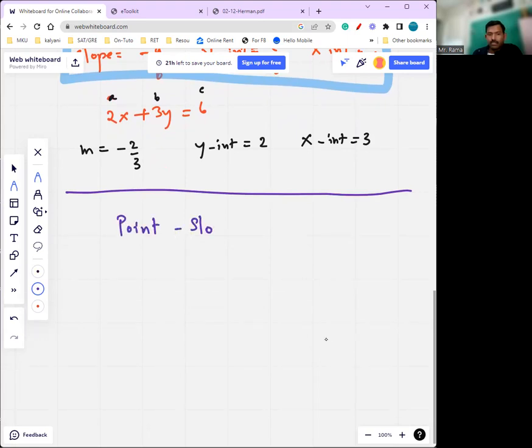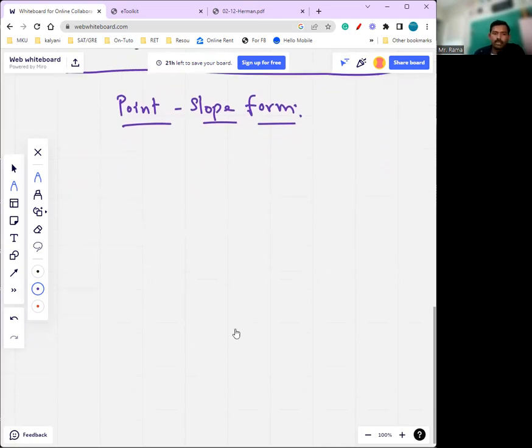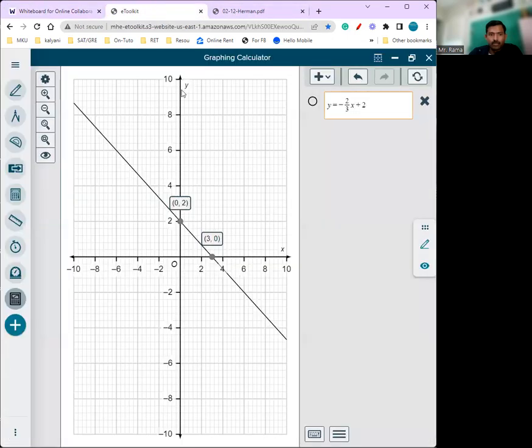Point slope formula. This is another important question that you normally see on the test. What is this point slope formula? In the equations, let's say they give you a point, and they give you the slope, and you can write an equation of this line.